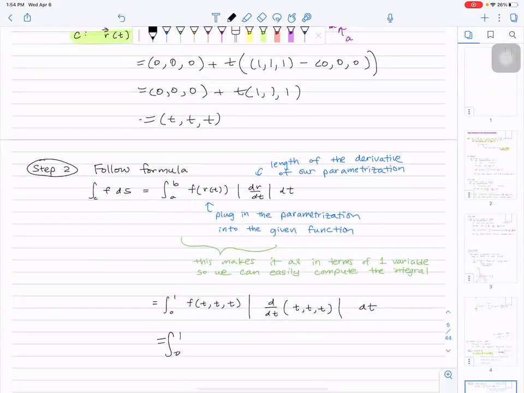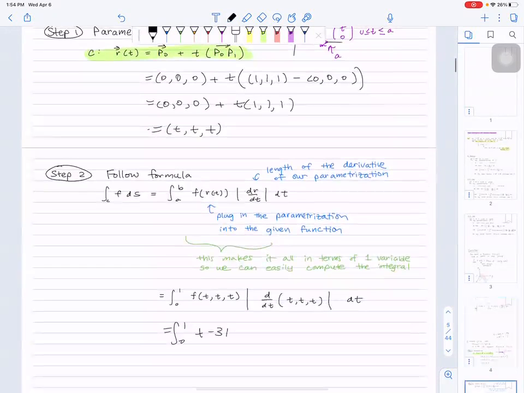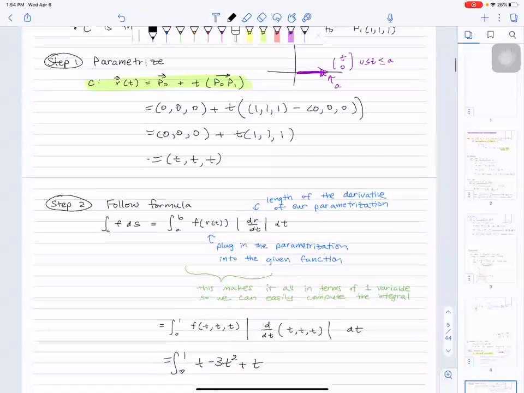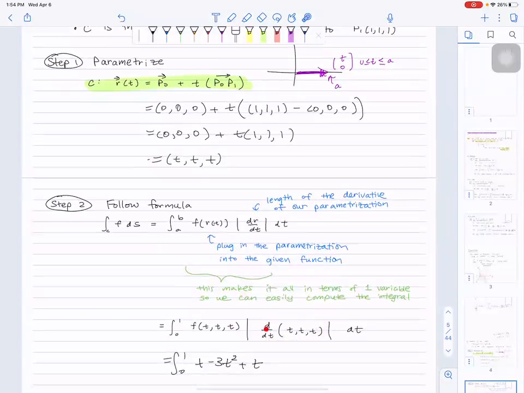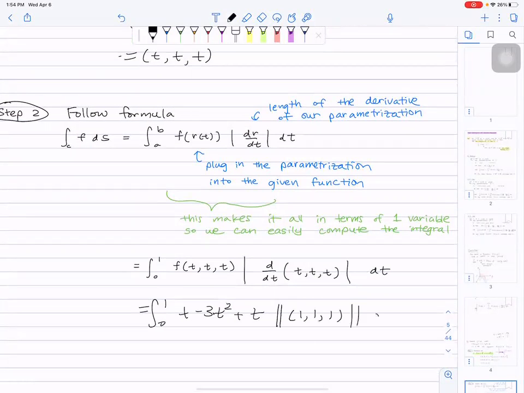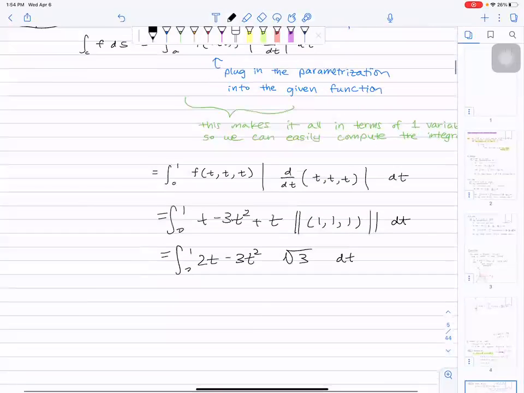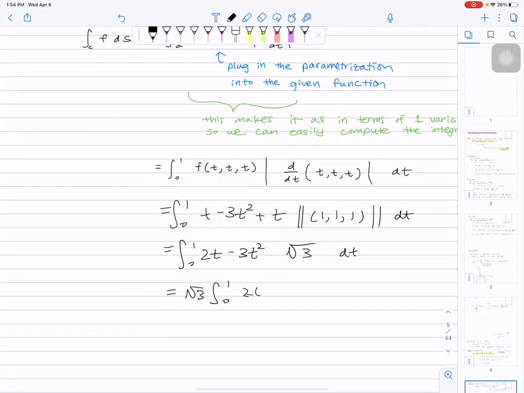So what is our function? It's t minus 3t squared plus t, times the magnitude of the derivative of the parameterization. So that's the magnitude of 1 dt. Or that's t minus 3t squared, 2t, so 2t minus 3t squared. This length is square root 3 dt. And we could further keep simplifying. You take the integral as normal, and in the end, you would actually get 0.